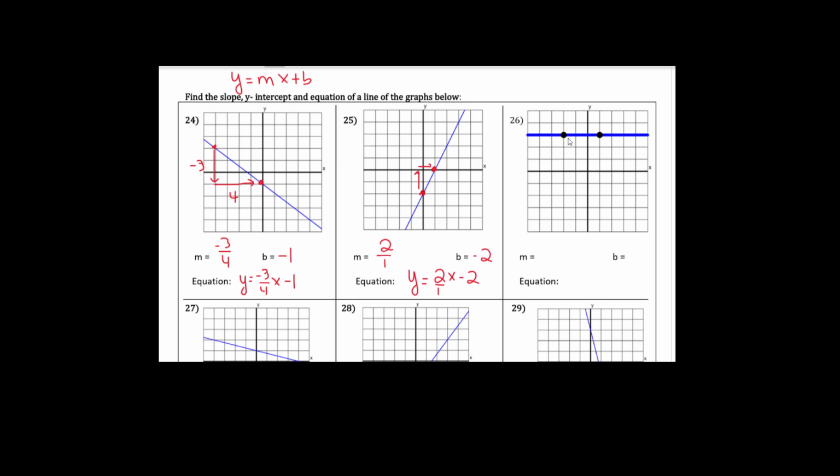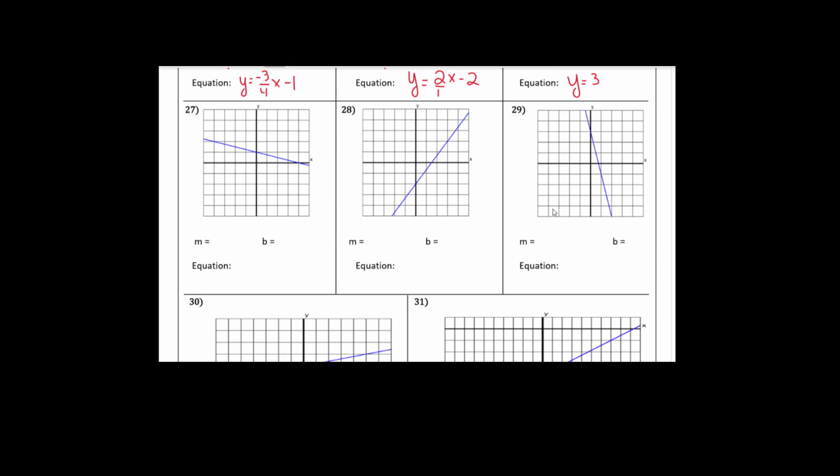For the next one, any horizontal line, the slope is 0. And the y-intercept we can see right there is at 3. So that means y equals 0x plus 3, but you don't have to write the 0x, so it'll be y equals 3. Let's go on to the next problems.